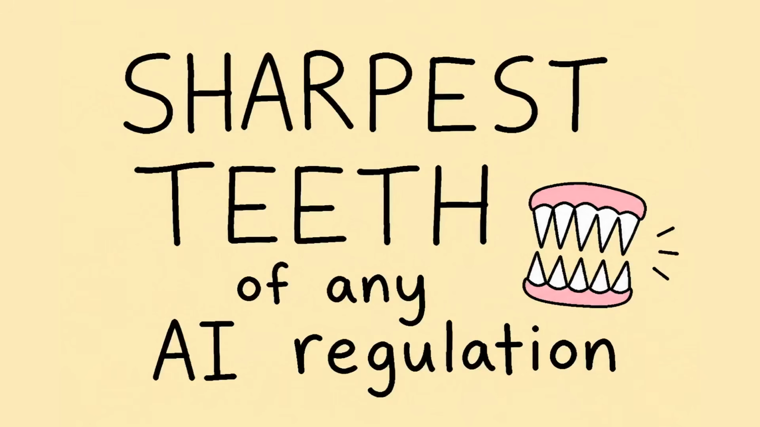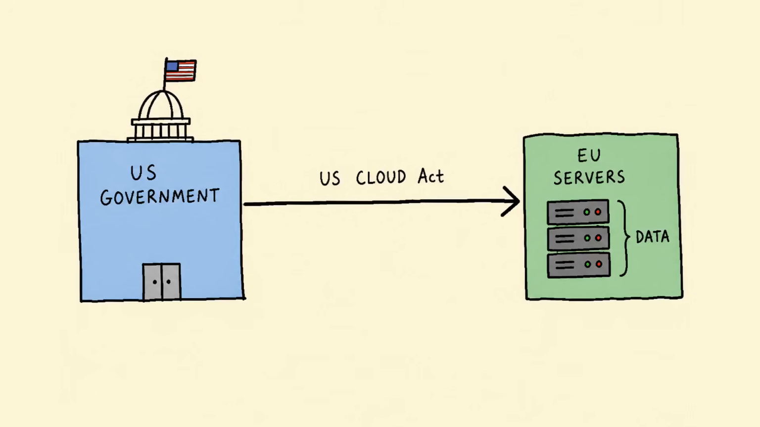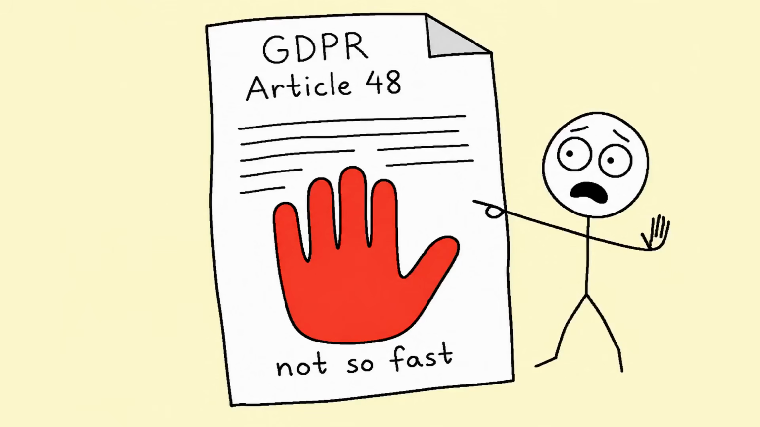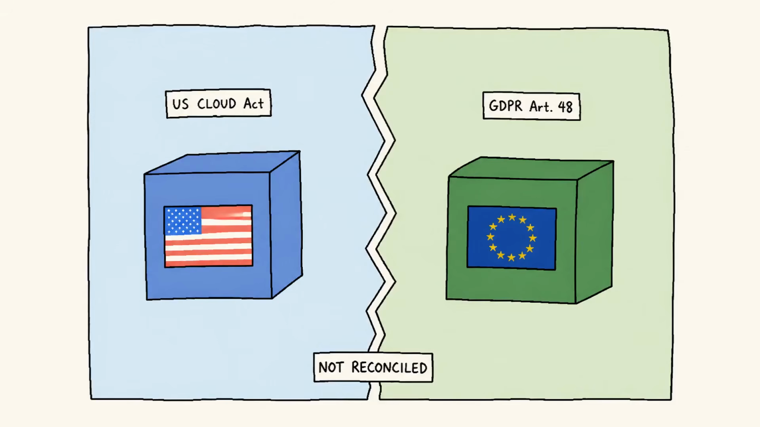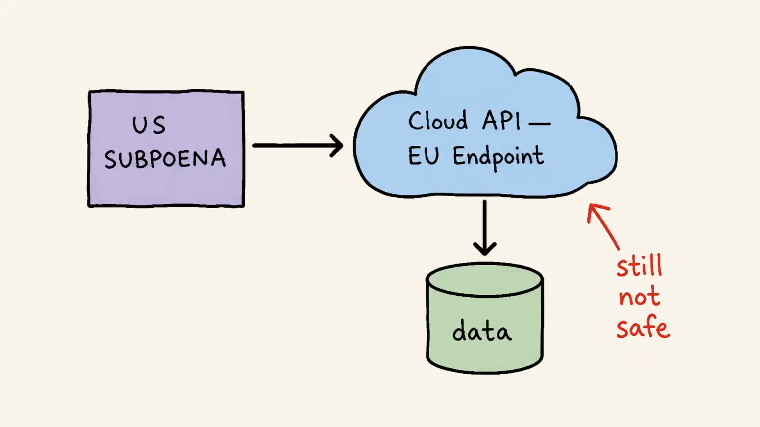And underneath that sits a genuinely unresolved conflict. The US Cloud Act lets the US government reach data held by US companies, even when that data is parked on servers inside the EU. And GDPR's Article 48 says, more or less, not so fast. Those two have not been reconciled, even after the courts blessed the latest EU-US data framework. So the practical fallout, right? A cloud API with an EU endpoint may still not satisfy a strict reading of European data sovereignty, because the company running it answers to a US subpoena.